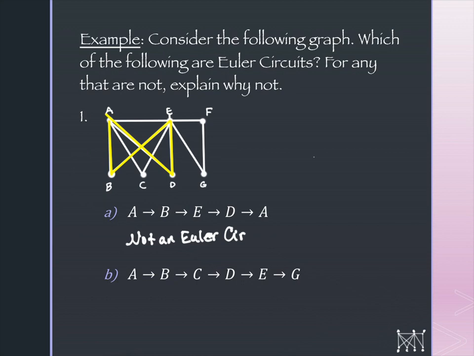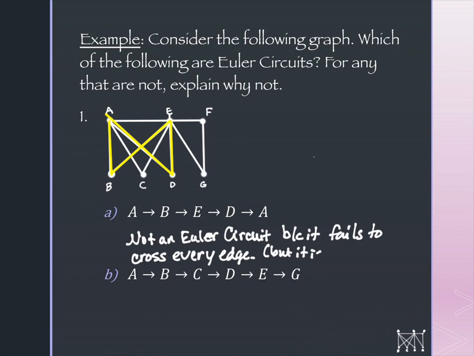Though it is a circuit, I'll write that down just as a reminder for us in a moment. And the reason it's not an Euler circuit is because it fails to cross every edge, right? But it is a circuit. I didn't actually have an example of a circuit in lesson 1, so now you've seen an example of a circuit here in lesson 2. Okay, is that all right? All right, we're going to actually do it this way.